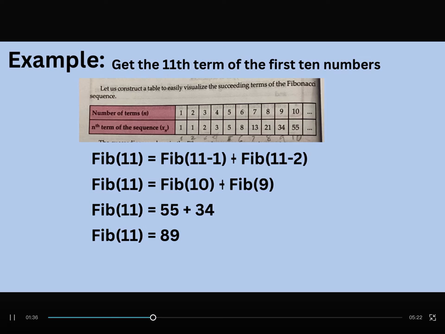We just subtract the 1 and the 2 from 11. So we get fib 11 equals fib 10 plus fib 9. Since we have fib of 10 and fib of 9, we find those in the nth term of the sequence: 55 and 34. Add them both up and we have fib of 11 equals 89.